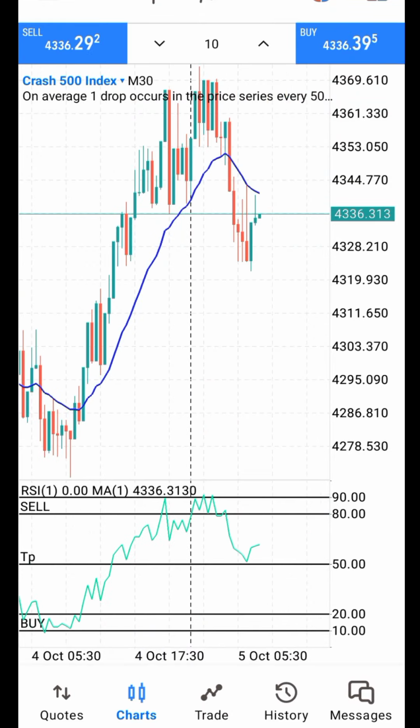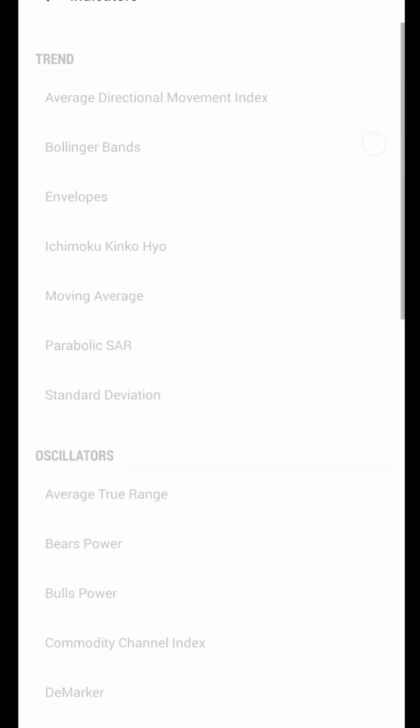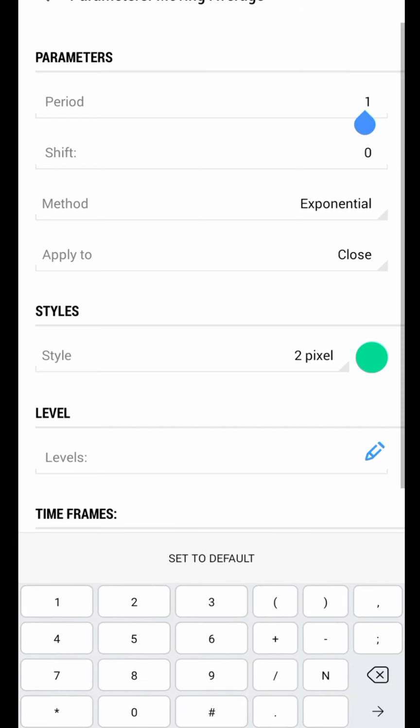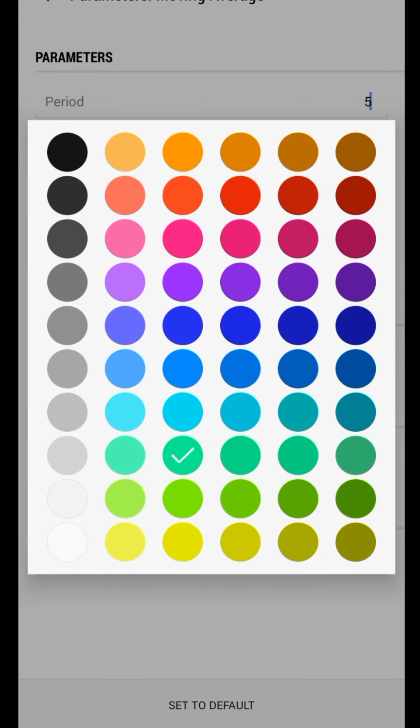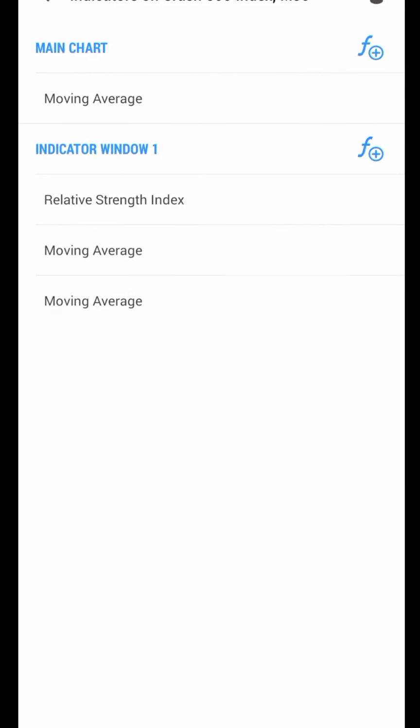So let's go back to the indicator. Under the indicator window again, we have to add another moving average, which is going to be period 5. We are changing the color, that is the only thing we are changing now. Let me pick this color. You can use any color of your choice, then click on done.